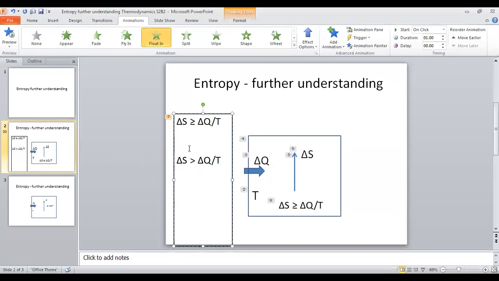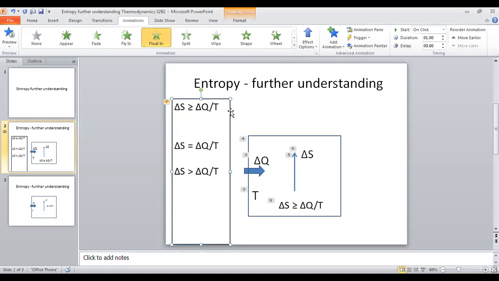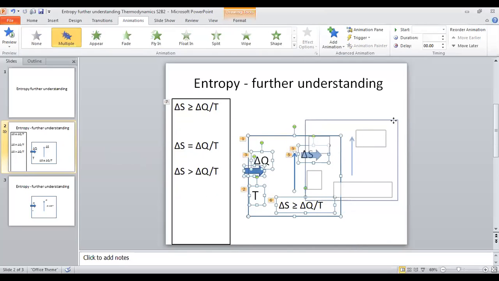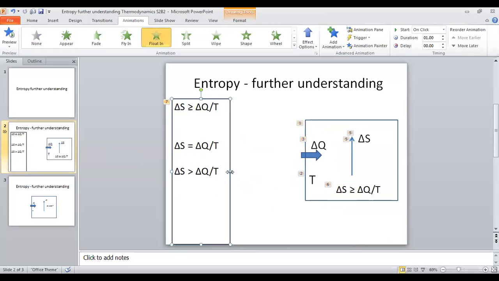Delta S equals delta Q by T. This equality sign is there when this heat transfer process is reversible.